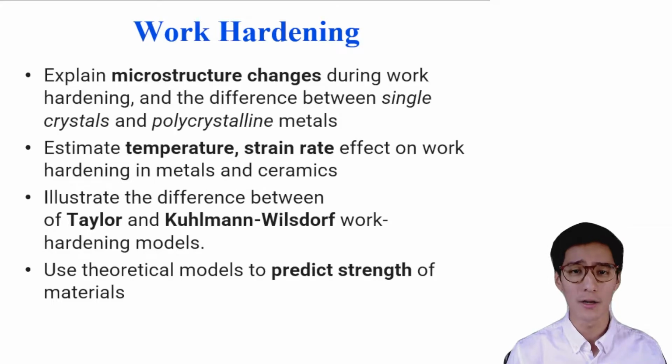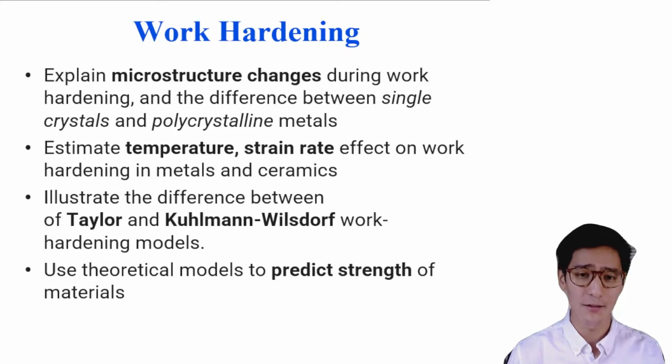In the work hardening theory, you should be able to explain microstructure changes during work hardening and the difference between single crystals and polycrystals. Then, you can estimate the temperature and strain rate effects on work hardening in metals and ceramics. Visually illustrate the difference between Taylor and Kuhlmann-Wilsdorf work hardening models. Then use these theoretical models to predict the strength of a material.